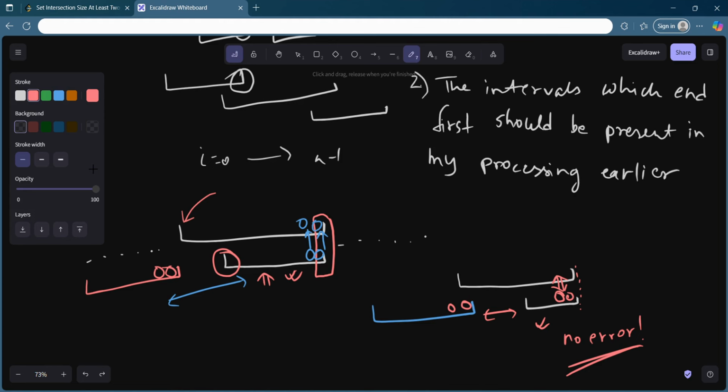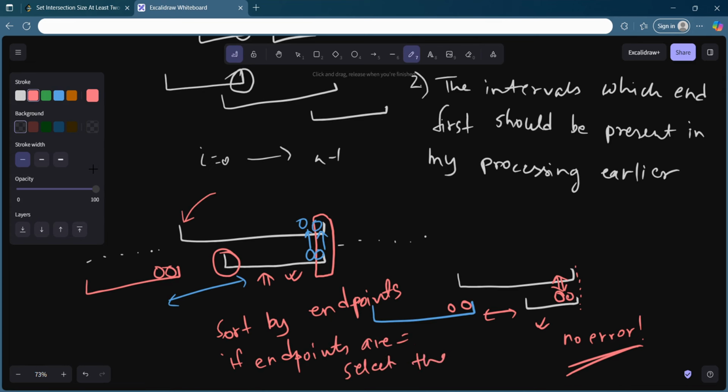So you do understand that first of all you need to sort by endpoints. I want the intervals which are ending first. And if endpoints are equal, select the larger starting point. This larger starting point will give me a smaller set, and it has less probability of intersecting with the previous set. That is why I am choosing to select this, so that it will just take account of both of these sets on selecting the last two elements.